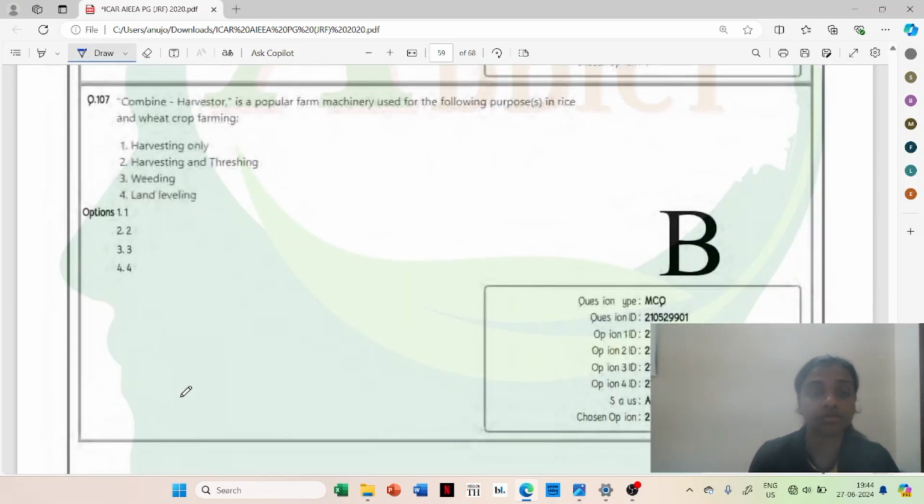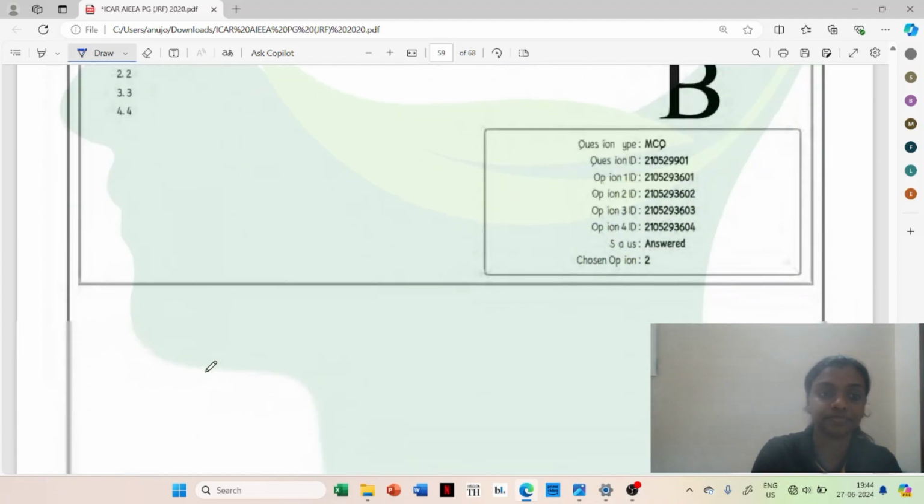Next question is from General Agriculture. The combined harvester is a popular farm machinery used for the following purposes in rice and wheat crop farming. The name itself is combined harvester. So along with harvesting, it will do threshing also. The answer is D, the second one.